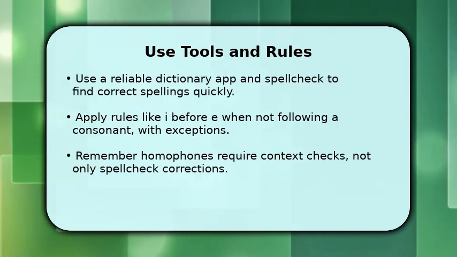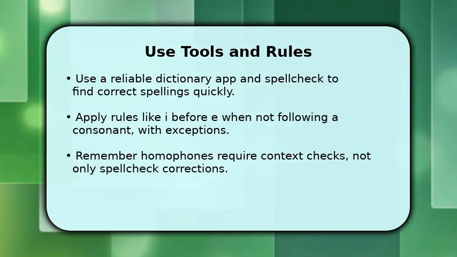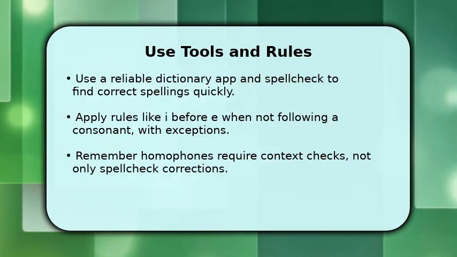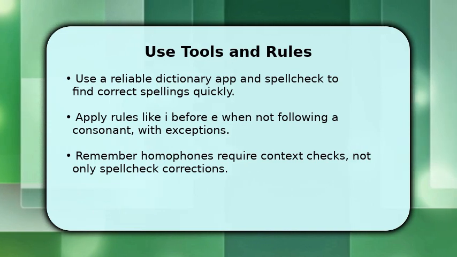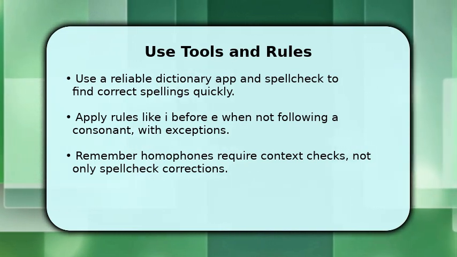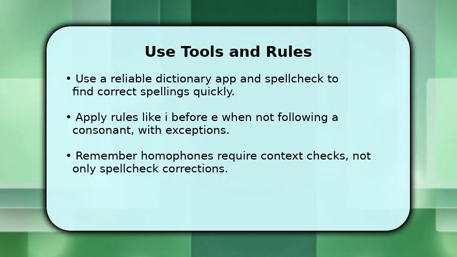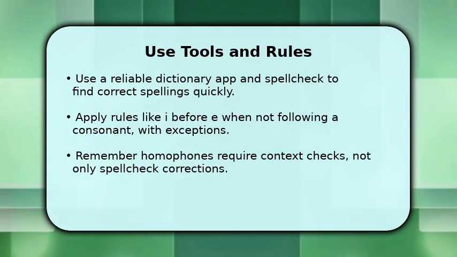Consult lists for frequently misspelled words and learn their correct forms actively. Pay attention to homophones because spell check may not catch context errors. Combine rule knowledge with tool support to make consistent, accurate corrections every time you proofread written content.